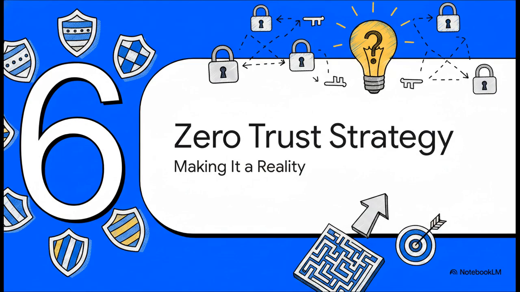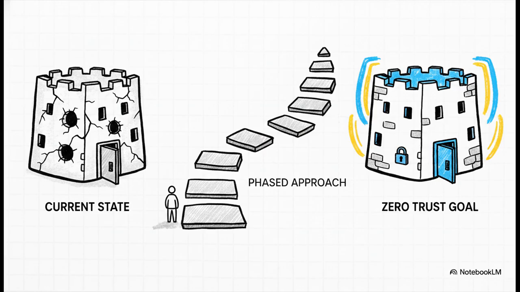Okay, so we've walked through all 6 layers. The big question left is, how do you actually put all of this together? How do you make zero trust a reality for you? And the most important thing to know is that this is a journey. It's not like flipping a switch. You don't have to do it all at once.